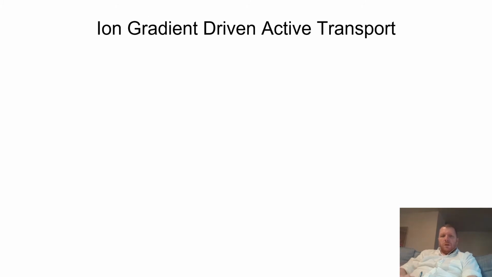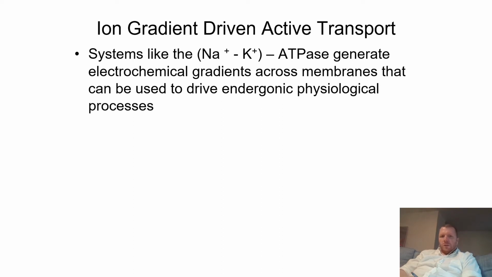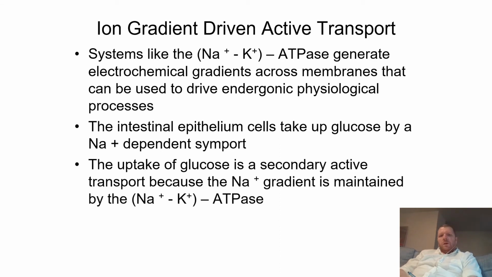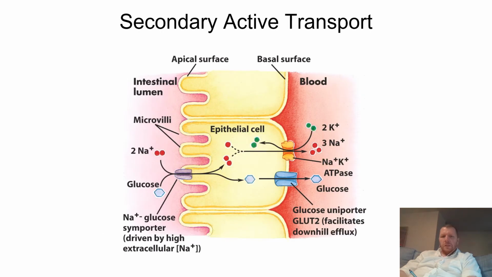So next up is ion gradient driven active transport. Systems like that sodium potassium ATPase generate electrochemical gradients across membranes that can be used to drive endergonic physiological processes. The intestinal epithelial cells take up glucose by a sodium ion dependent symport. The uptake of glucose is a secondary active transport because the sodium ion gradient is maintained by this sodium potassium ATPase. The sodium ion glucose transport system concentrates glucose inside the cell.